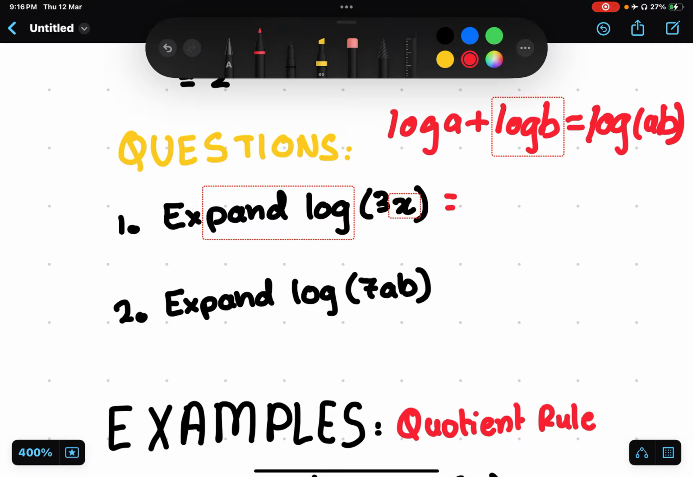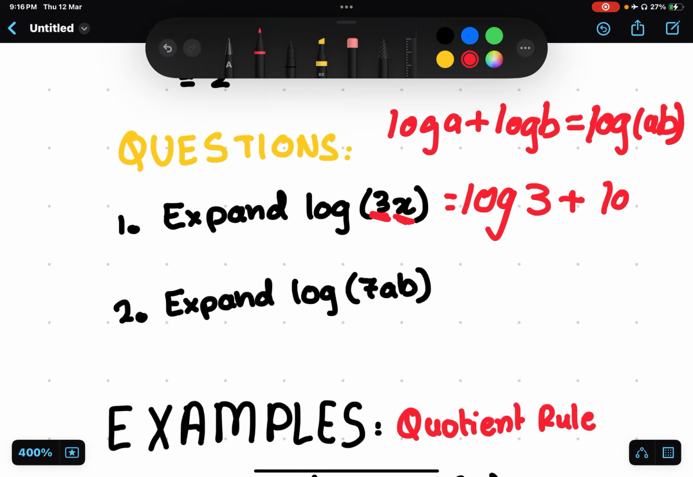We can use that over here. So expanding this, we would get log... what is our a over here? We've got two numbers over here. So a can be 3, so log 3 plus log x. And that's our answer. For this one, I will give you again 3 seconds to solve this: log 7ab.